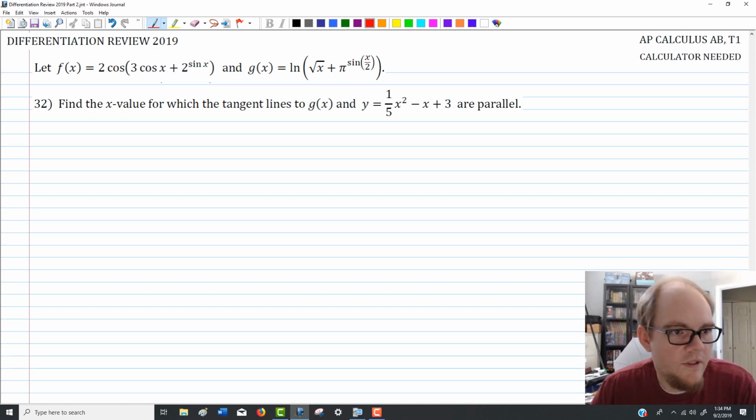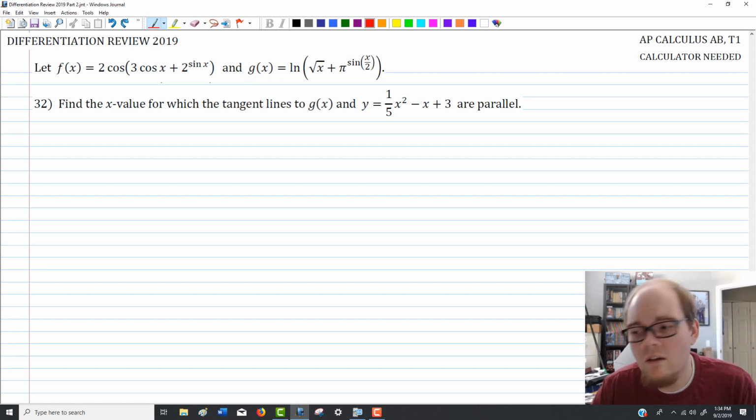32. Okay, good. The last of this section. It says, find the x value for which the tangent lines to G and y are parallel. So unfortunately, in this particular case, we're going to have a really hard time getting here because we don't know how to compute G prime of x. Like, we just don't have a way.